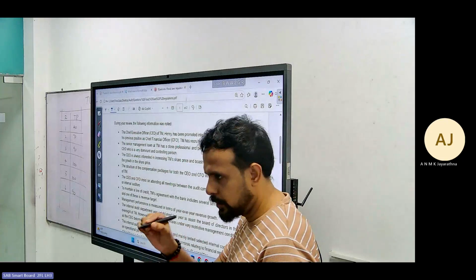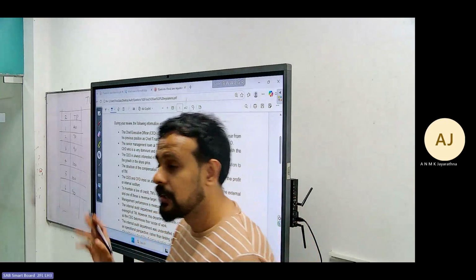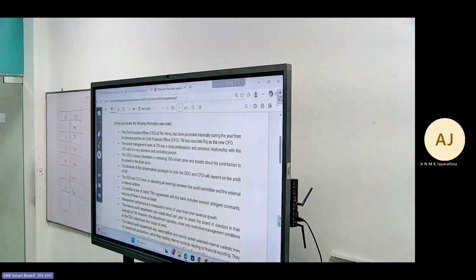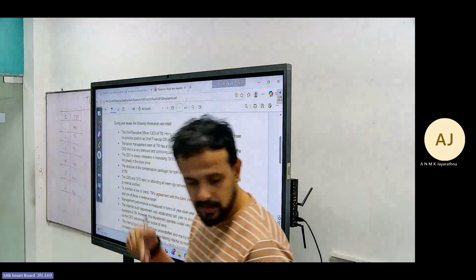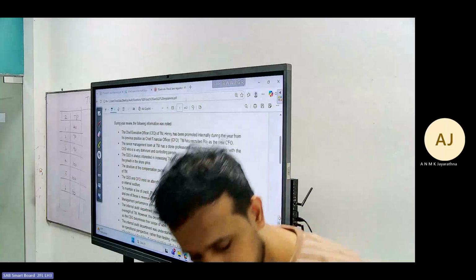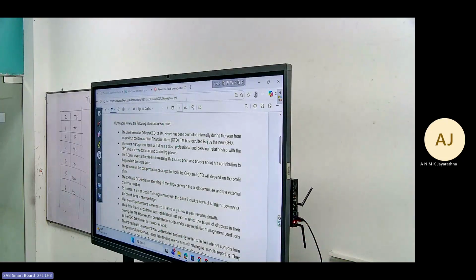Highlight them, point by point, highlight. Okay. Next class I will discuss the answer, but now you have to identify the red flags and you have to tell me. Okay. Just identify the red flags. You don't need to write the answer. If you want, you can see that. You can see the board and you can see elements.